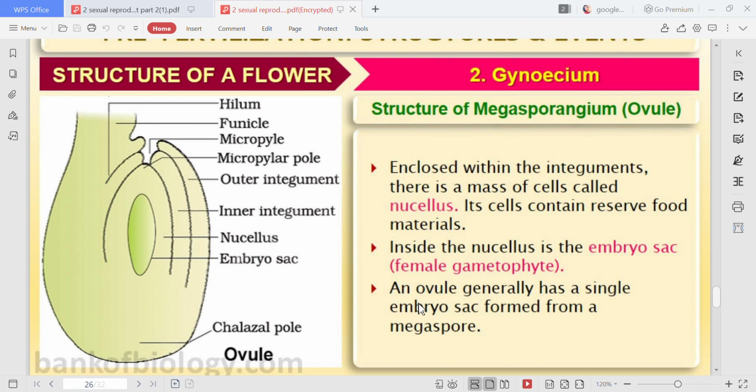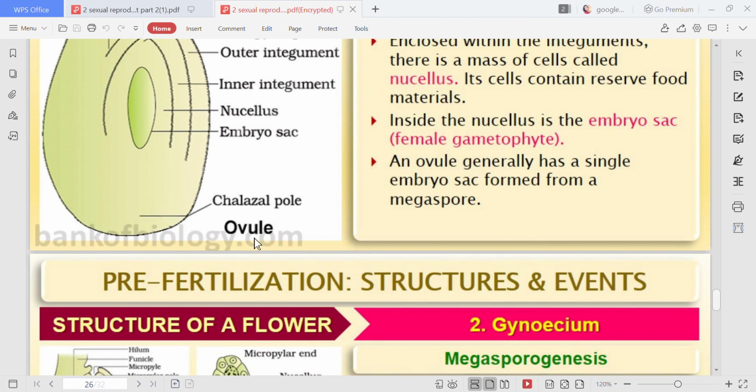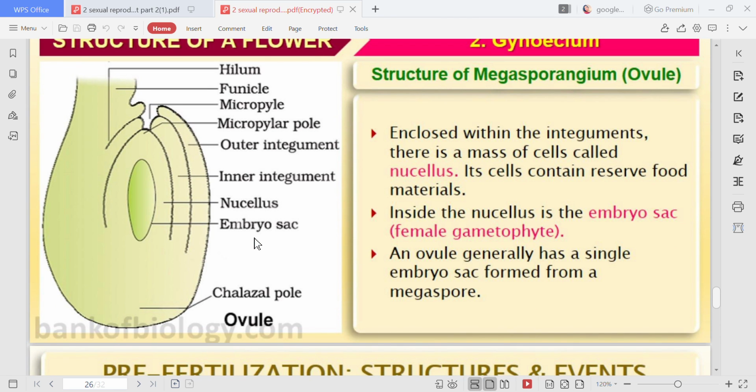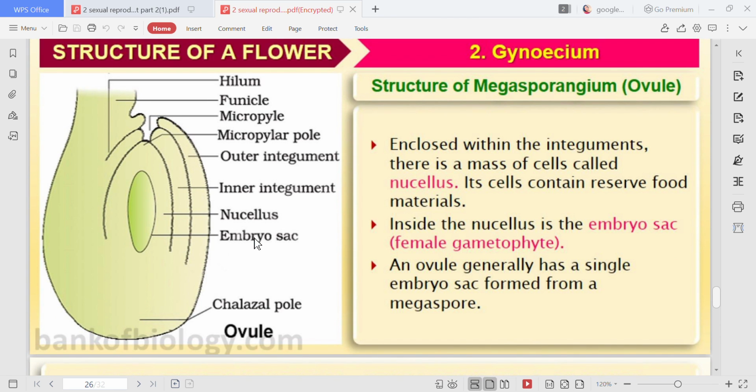Children, an ovule generally has a single embryo sac formed from a megaspore. So one megaspore will give rise to an embryo sac. Children, I hope the structure of ovule is now very much clear to all of you. In the next video, I will teach you megasporogenesis.